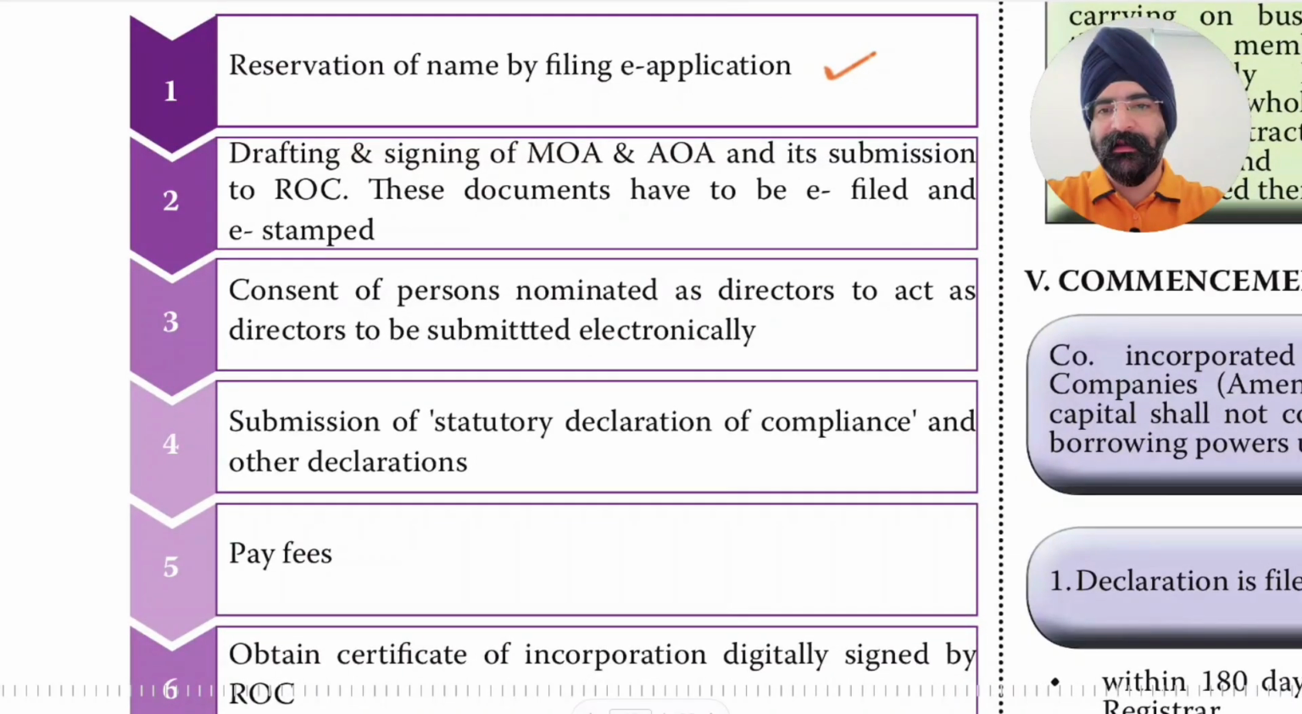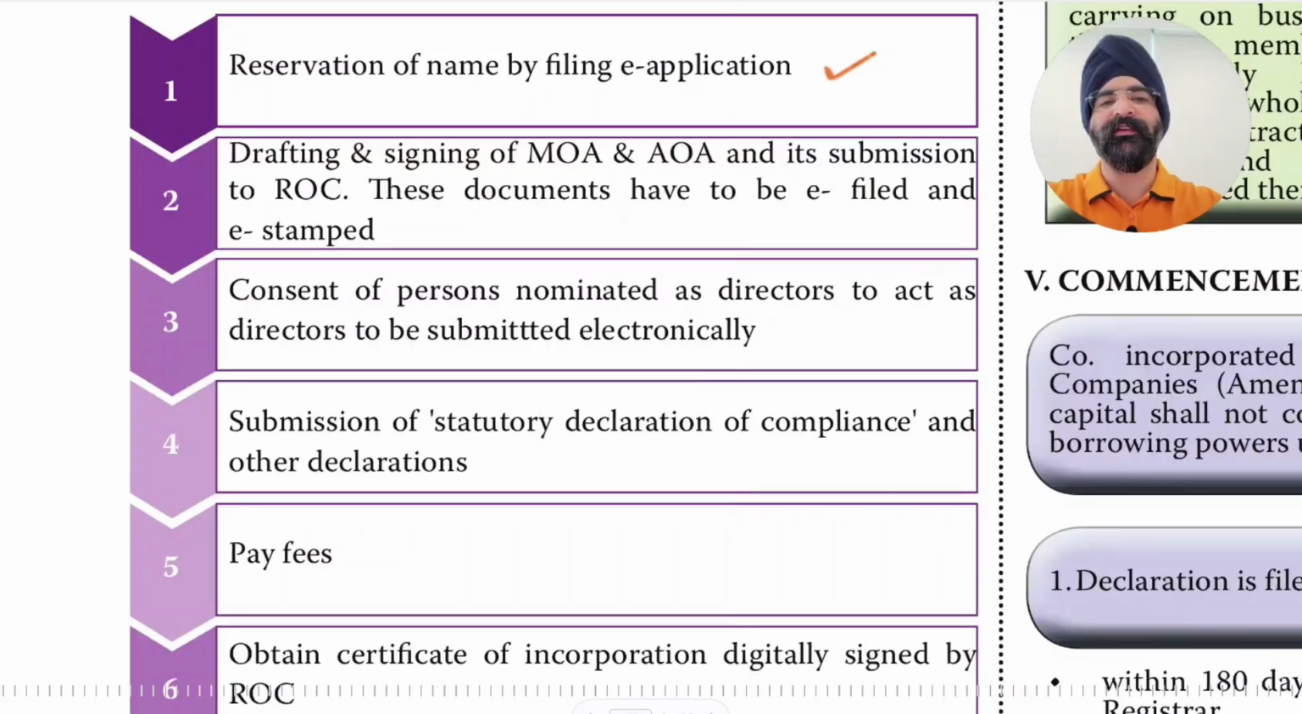Then the consent of persons nominated as directors to act as directors is to be submitted electronically. So consent will be submitted, consent of persons nominated as directors. So if the company is incorporated, then a person gives consent to become a director of the company. And as the company is yet to be incorporated, this consent is filed with the registrar of companies.